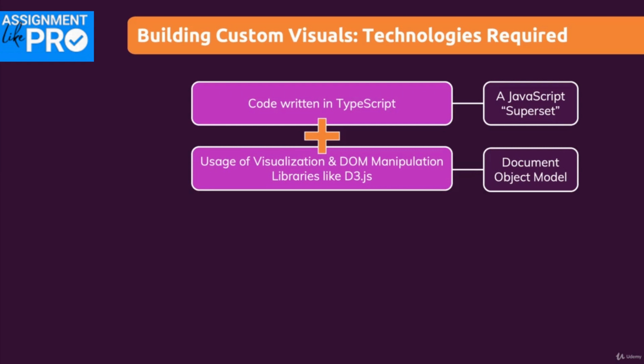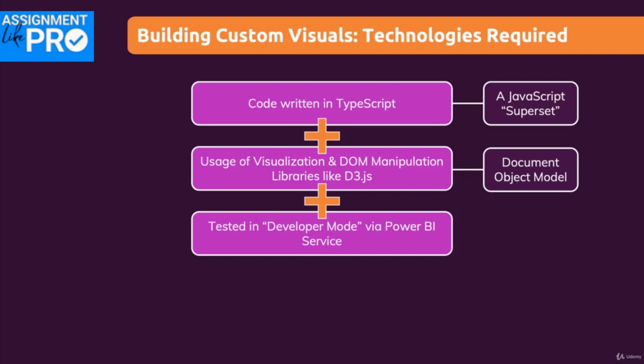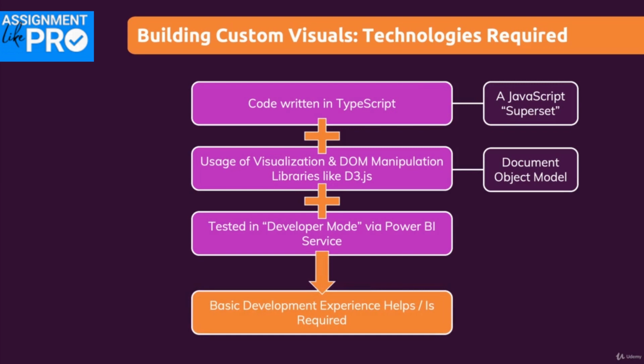Now, writing code and using libraries is not everything. We also need to test our visual, and we'll do that in developer mode. I'll show you how to enable that and how you can test your own visual throughout this module. And therefore, as I mentioned, because of all of that, some basic development experience helps, or I would even say is required to get the most out of this module. But of course, you can also just follow along and watch the videos if you're interested to see how that generally works. So with that, let's take the next step and make sure we set up our local development environment.